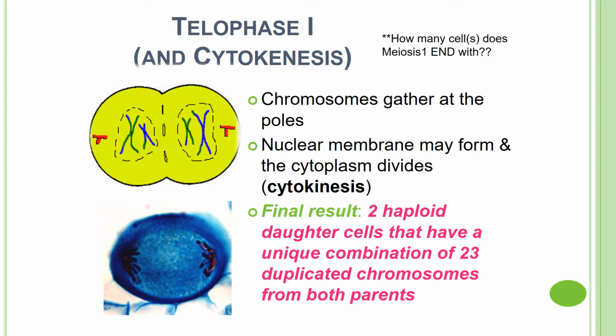Now, interestingly, your two cells are still going to have homologous pairs in there. So the end result of meiosis 1 is two haploid daughter cells. Two haploid daughter cells. And they have a pair of each set of chromosomes, but they're haploid because we count from the middle, from that black dot in the middle of those homologous chromosomes.